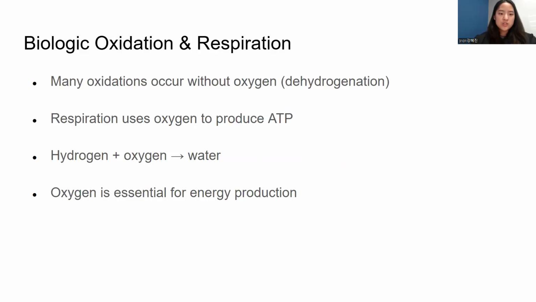In biologic oxidation and respiration, many oxidations can occur without oxygen, and this is actually the example of dehydrogenation. But in respiration, oxygen is very crucial to produce ATP because it is the final electron acceptor and it is essential for ATP synthesis, which is related to energy production and cell survival. In this redox reaction, hydrogen and oxygen react together and finally form water as a final product.